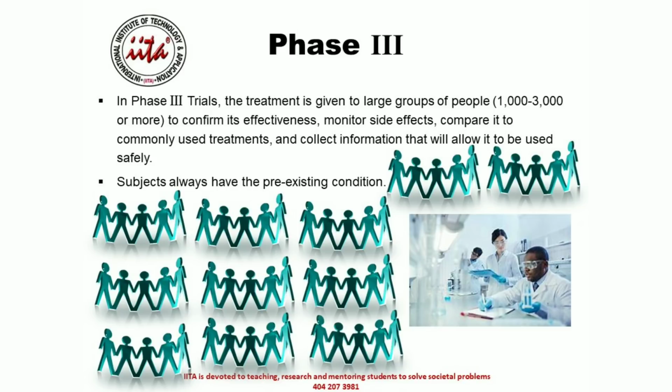In Phase 3 trials, the treatment is given to large groups of people, 1,000 to 3,000 or more, to confirm its effectiveness, monitor side effects, compare it to commonly used treatments, and to collect information that will allow it to be used safely. Subjects always have a pre-existing condition.